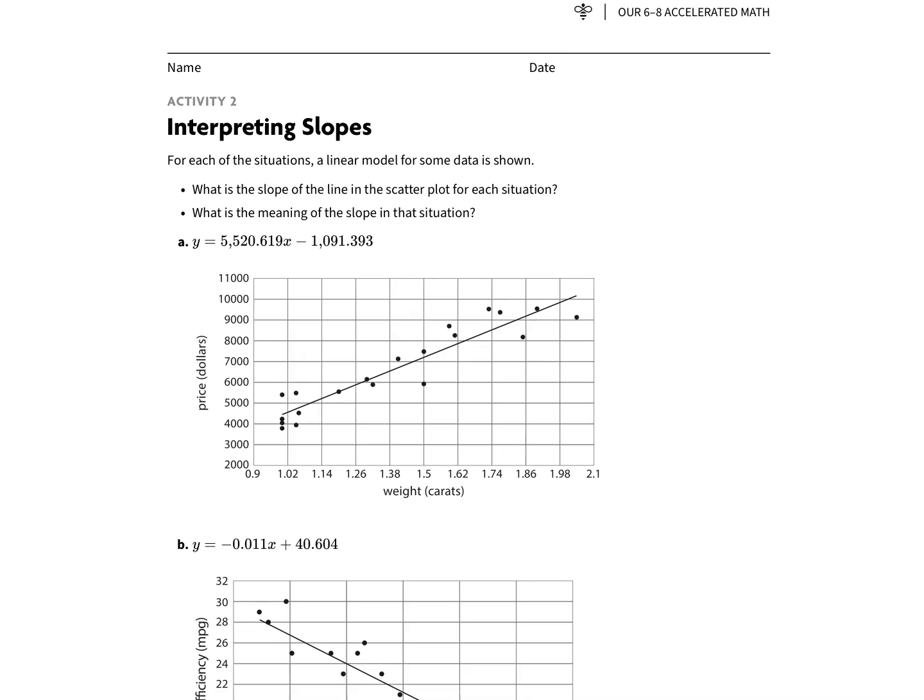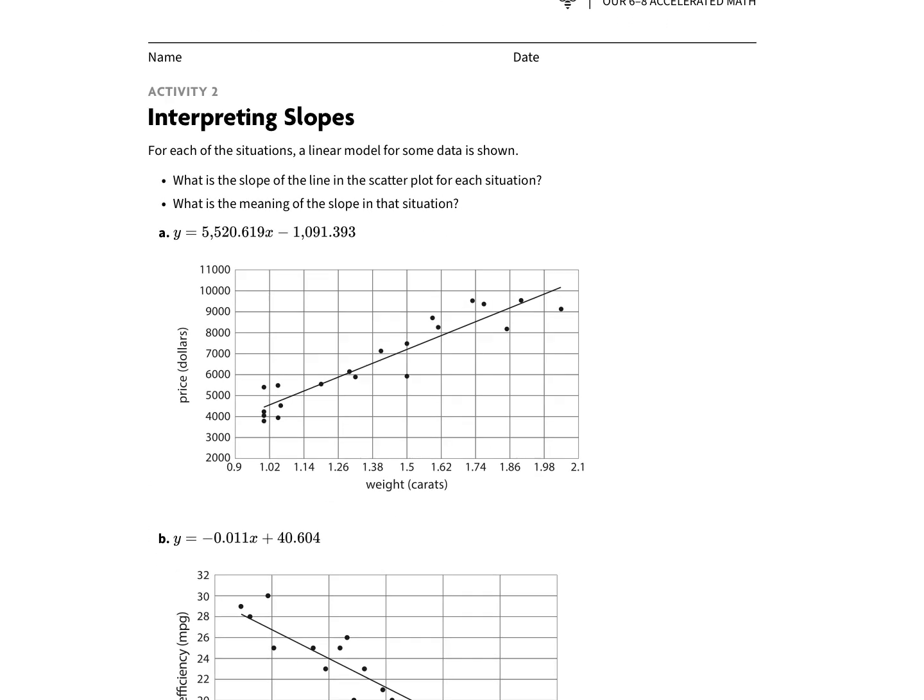All right, next activity. Let's move on. Activity 2. For this one, we're going to take a look at the equations that we would use for the linear model, and we're going to look more specifically at the slope and give a description of what that slope means in terms of the situation.